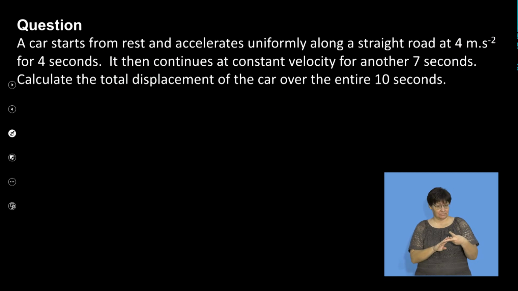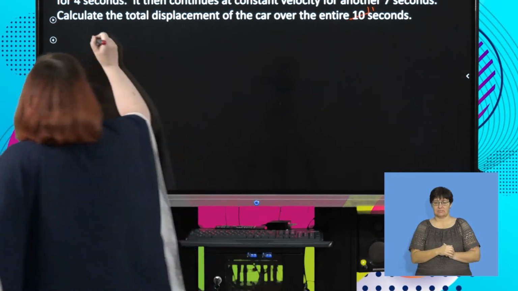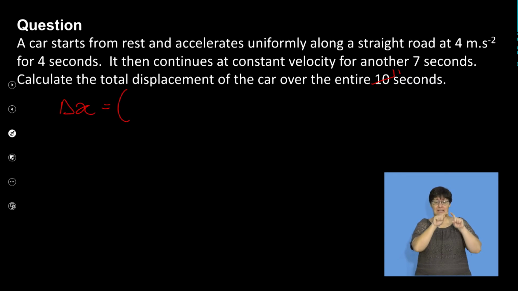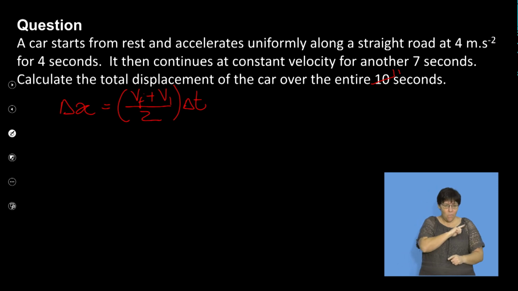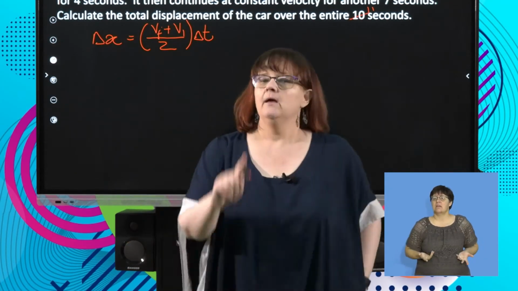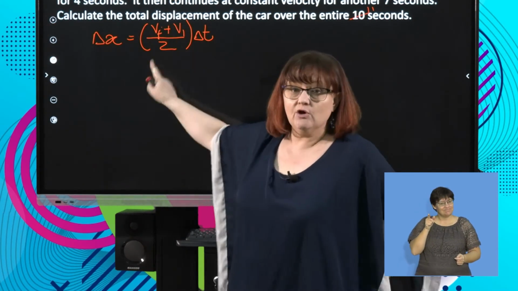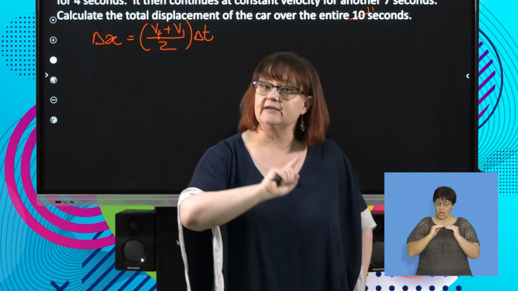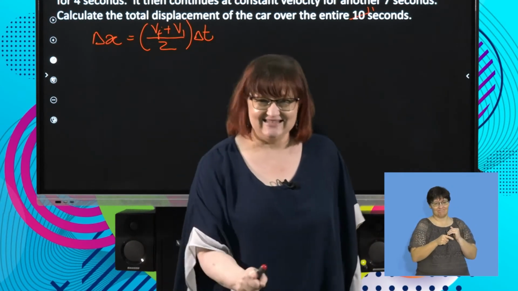Now they want the displacement over the entire 11 seconds. Now this is what you need to be careful of. You are going to be very tempted to use this equation. Okay? You're going to be very tempted because you're going to go, I know a Vf, we just worked it out, it was 16. I know a Vi, it was 0. And I know a time, it's 11. But remember, this is only valid if the acceleration stays constant, which it doesn't.